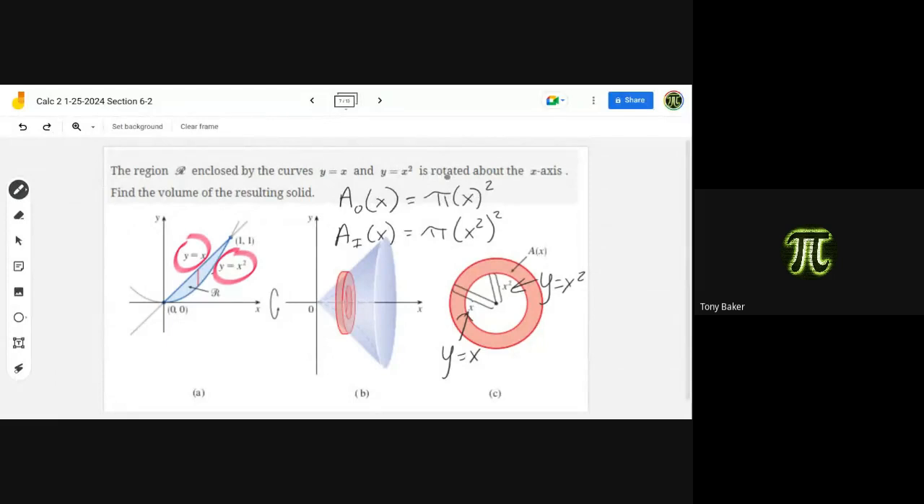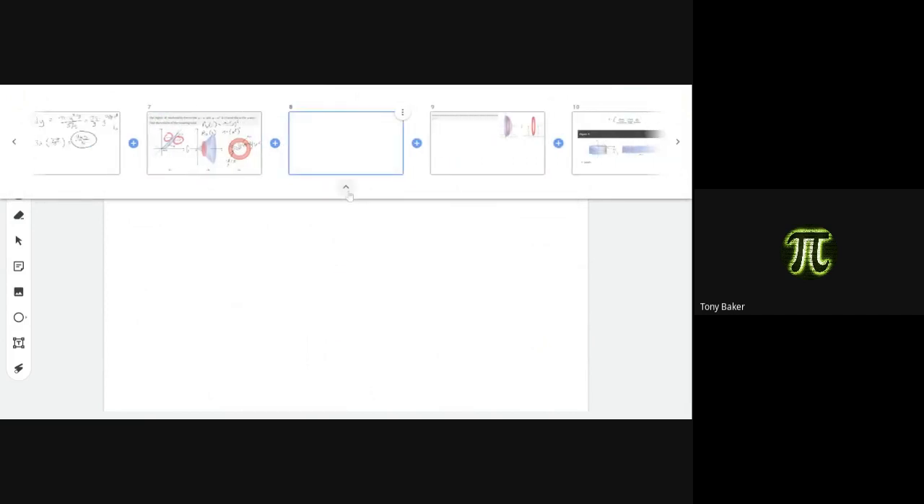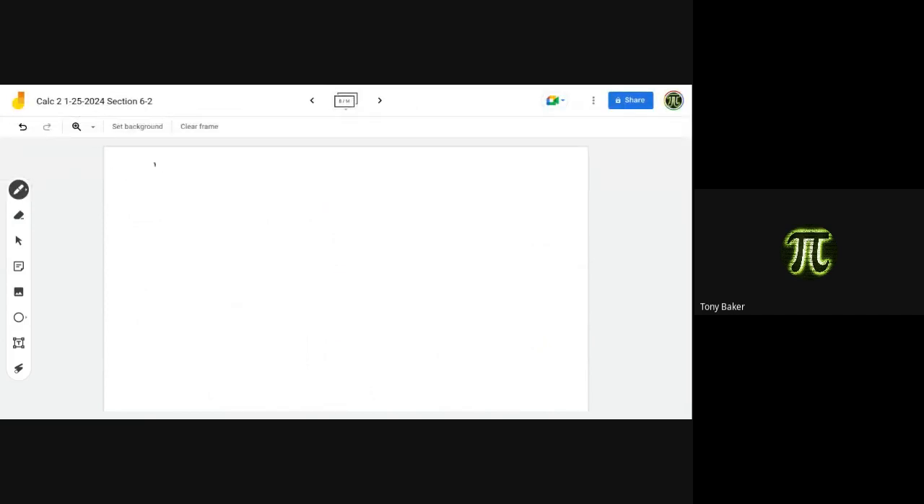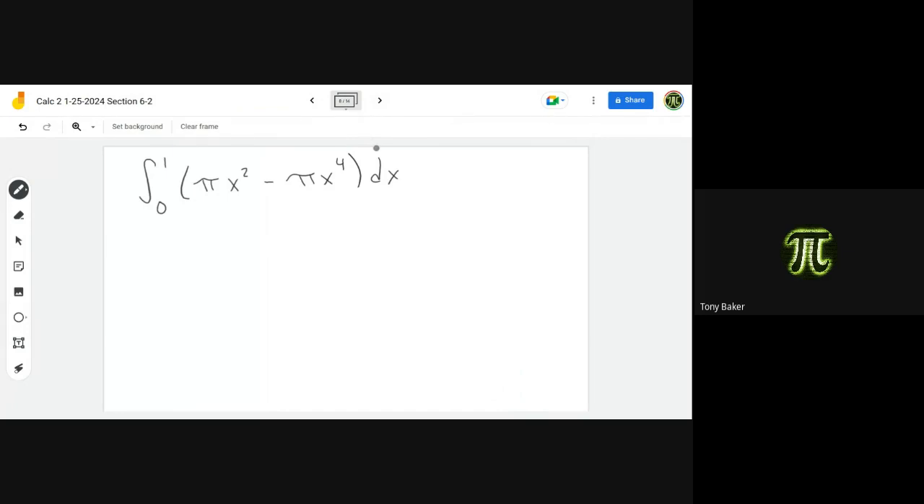All right, so we've got our inner and our outer. You're just subtracting it. So when we do this one, my integral is going to be the same. We're doing it from 0 to 1. We have pi x squared minus pi x to the 4th. If you don't remember, x squared and x squared squared is x to the 4th. So that's where those came from. Do it all in the same integral? Yep.